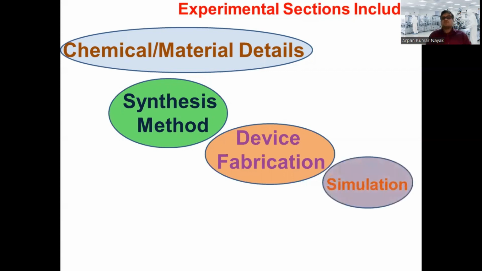Next, simulation. If you did some theoretical work, then you have to write what software you used, and all the details of how you did this, in this simulation part. So if you do both experiment and theory, then definitely you have to write these experimental sections in synthesis methods and simulation. But suppose you are a theoretician, then definitely there is no need for synthesis method or device fabrication. You can directly write only simulation. That is enough.